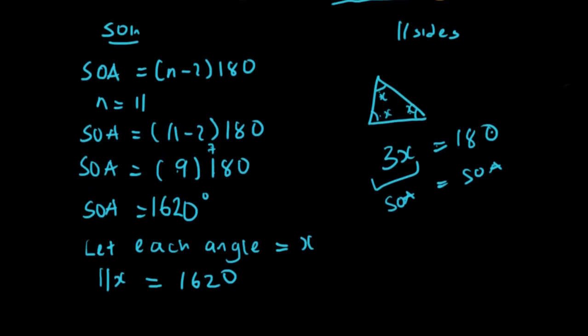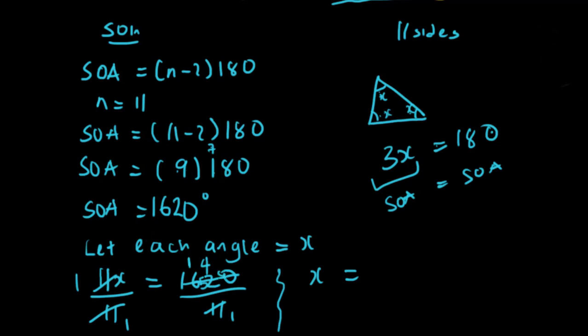So we have 11x equals 1620. To find the value for each angle, we divide both sides by 11. 11 here 1, 11 here 1. I'm left with x. If I solve the remaining here, I should have x equals 11 in 16 is 1, remainder 5. 11 in 52 is 4, remainder 8. So we have 11 in 80, that will give us 7.